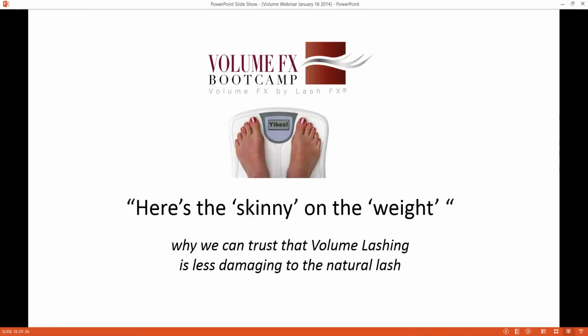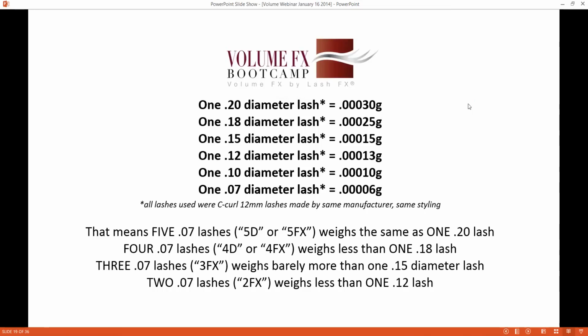But when you put the lashes together and they round over or curve over the natural lash, they are actually bonding more securely. And when you weigh them, they actually do not weigh more than one 0.20 lash. And we can trust with scientific proof that volume lashing is actually less damaging to the natural lash than classic eyelash extensions. And here's how we can prove it.